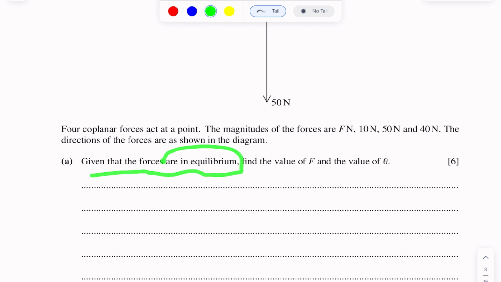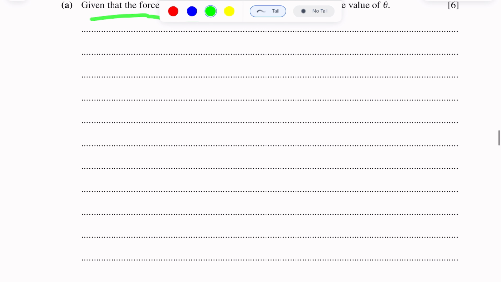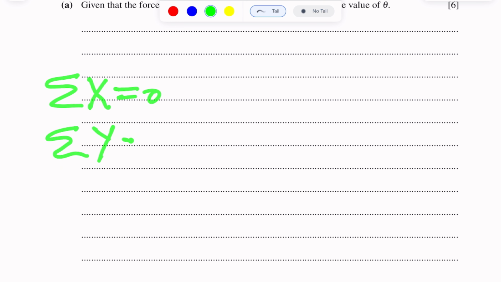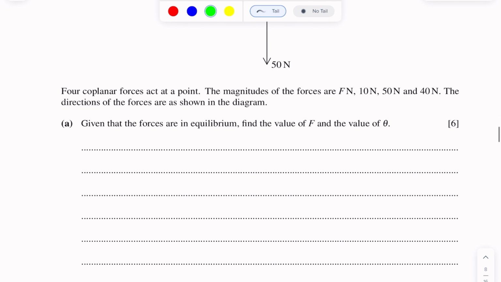Given the forces are in equilibrium. For equilibrium, this is the condition: the sum of forces along the x-axis is 0 and the sum of the forces along the y-axis is 0. These are the conditions for equilibrium. First, we make the diagram again.